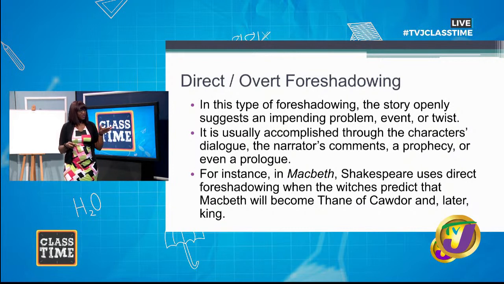And notice the example given in Macbeth, when Shakespeare uses direct foreshadowing, when the witches predict that Macbeth will become the Thane of Cawdor and later a king. So the witches actually say that this will happen. So they foreshadow all of that is coming up next. So in this case, it is direct. We didn't have to guess what it meant. We saw that this is what it means.